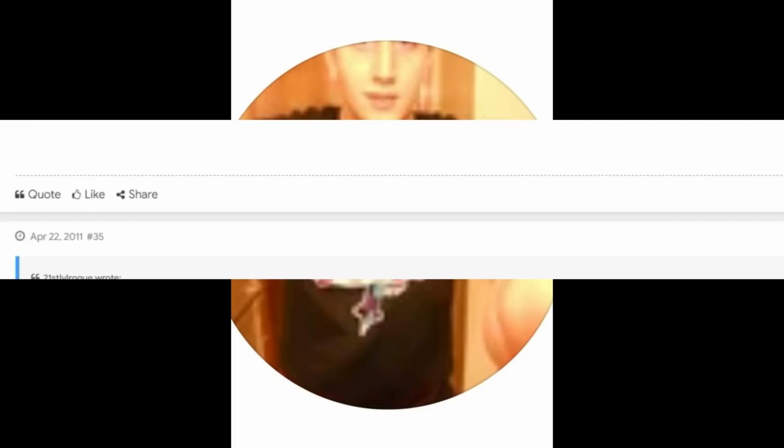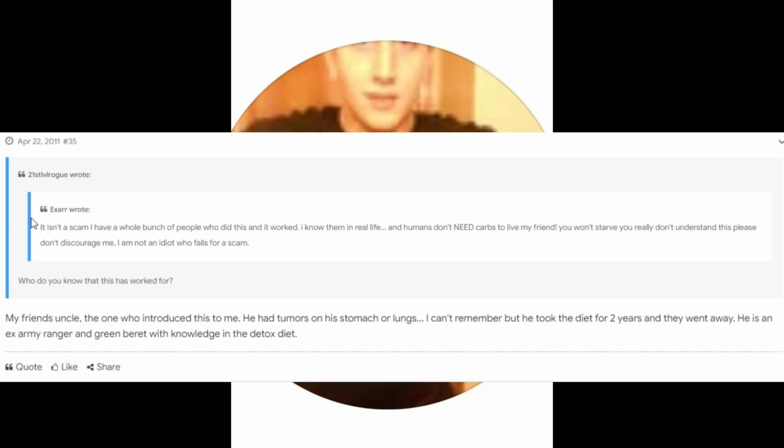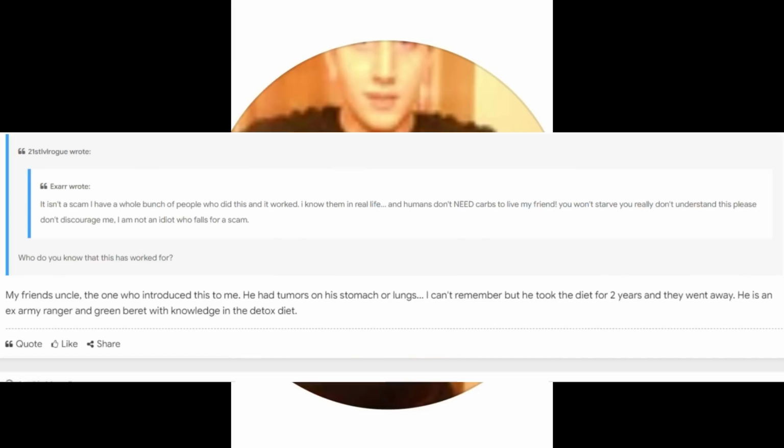And then he's responding to this 21st Rogue that asked, who do you know that this has worked for? When Bryan said that he knows a bunch of people that it worked for. So Bryan says, my friend's uncle, the one who introduced this to me, he had tumors on his stomach or lungs. I can't remember, but he took the diet for 2 years and they went away. He is an ex-Army Ranger and Green Beret with knowledge in the detox diet. But Bryan did say a whole bunch of people, and now he's only naming one.